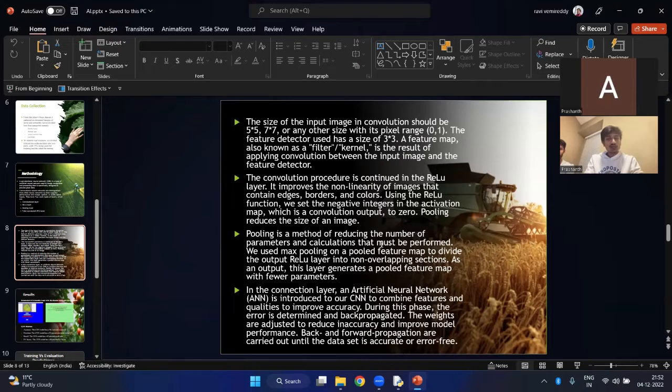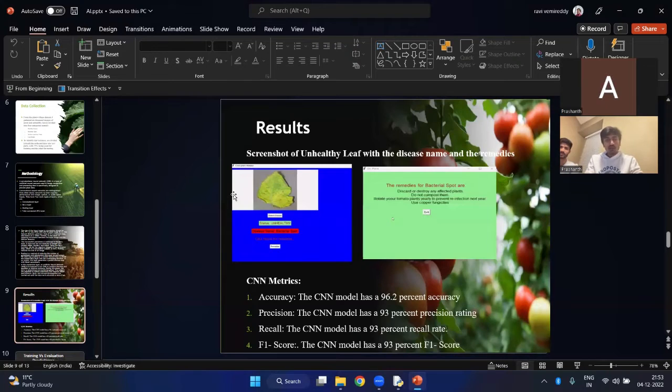And the last one is the fully connected layer. In the fully connected layer, the artificial neural network is introduced to our CNN to combine features and qualities to improve the accuracy. During this phase, the error is determined and back propagated. The weights are adjusted to reduce inaccuracy, and forward and back propagation are carried out until the model is accurate or error free. Then I'm moving to the next slide. From here onwards, my friend will continue.